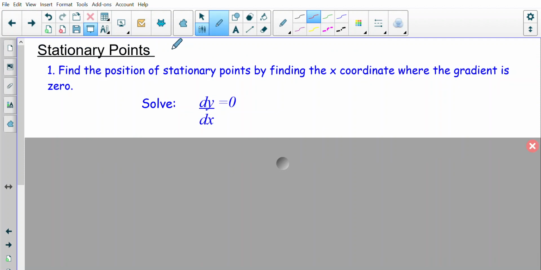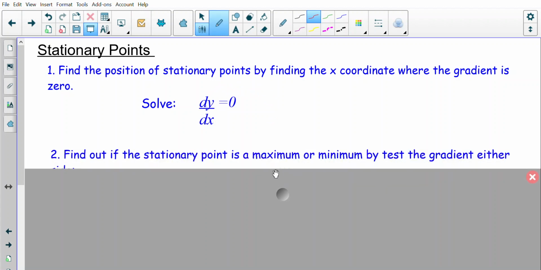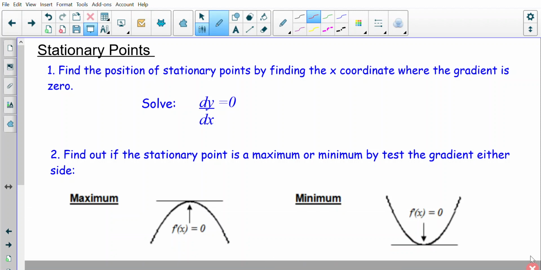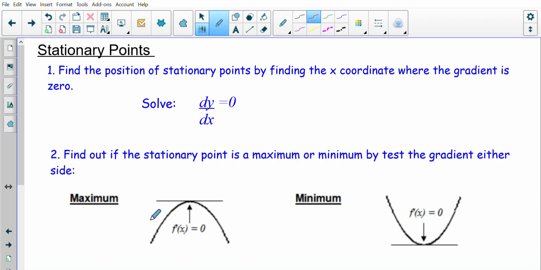In order to find the position of stationary points, first of all we find the x-coordinate of the stationary point by finding the x-coordinate where the gradient is 0. So we would find dy by dx for the equation of the curve, put it equal to 0 and solve that equation to find the x-coordinate. And then we would find if the stationary point is a maximum or a minimum by testing the gradient either side. As we've just seen, for a maximum point, our gradient will go from positive to 0 to negative, and for a minimum point, our gradient will go from negative to 0 to positive.